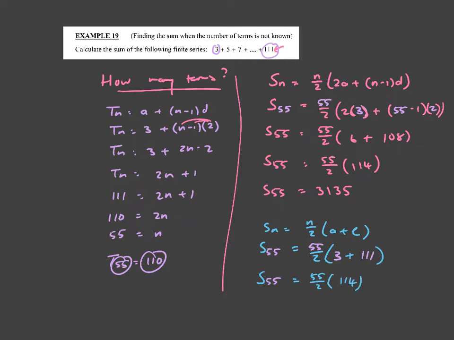Then we have the exact same one, so we just got it upstairs there. So the sum of the first 55 terms is then also equal to 3,135. Yay. So you choose which one you like most, and it doesn't matter. Just saying again, this one is on the grade 12 formula sheet. This one, for some reason, is not.